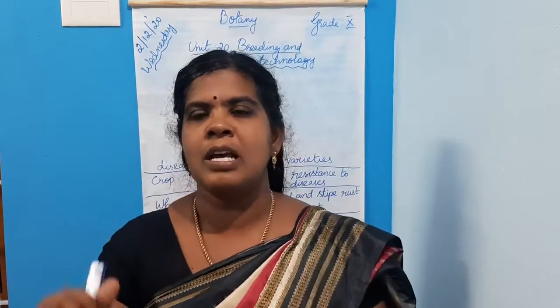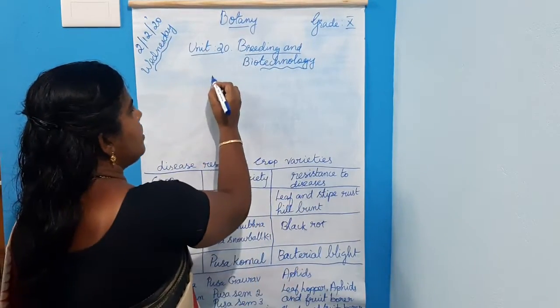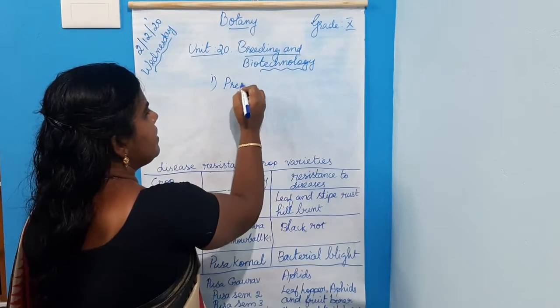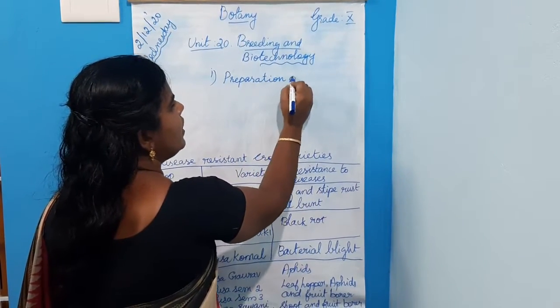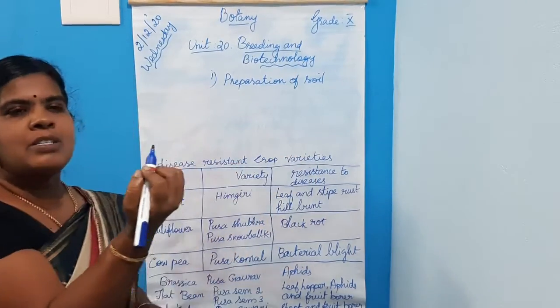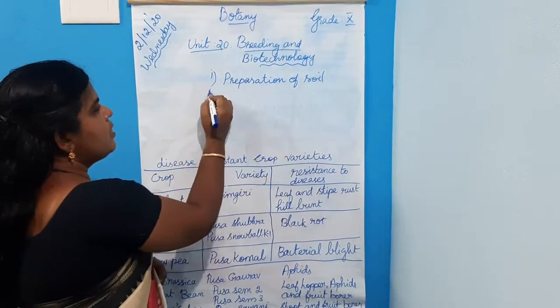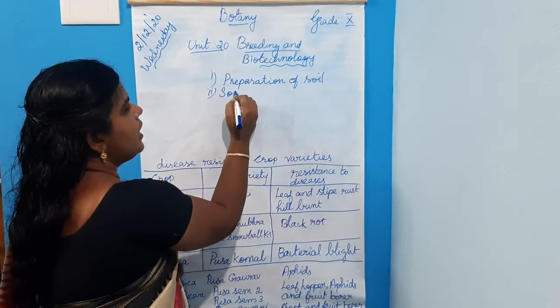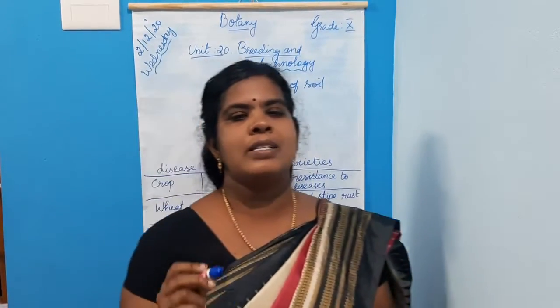It includes preparation of soil. The first step is preparation of soil by ploughing. What is ploughing? Loosening of soil, isn't it? The second step is sowing. What is sowing? The process of putting seeds in the soil, that is sowing.